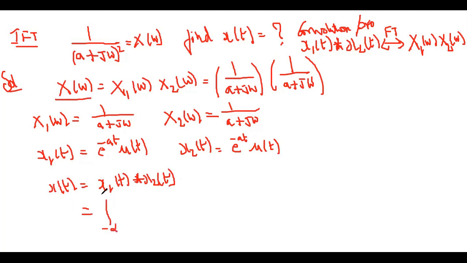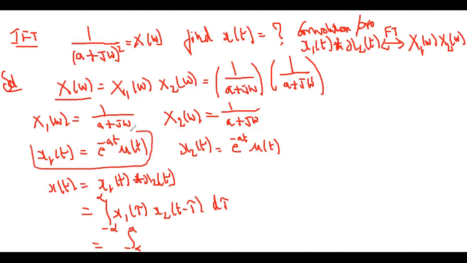Got it? So what is the formula for the convolution? Integral from minus infinity to infinity, x1 of tau, x2 of t minus tau, d tau. This is the formula for the continuous convolution. But what is x1 of t? The t is replaced with the tau. Integral from minus infinity to infinity. Now I am taking this x1 of t, and x2 of t is also the same thing.